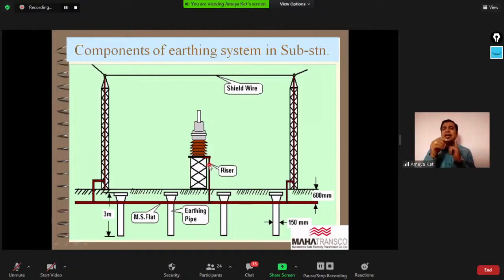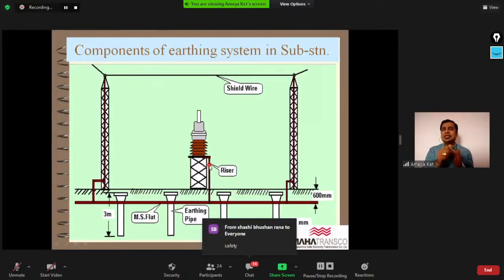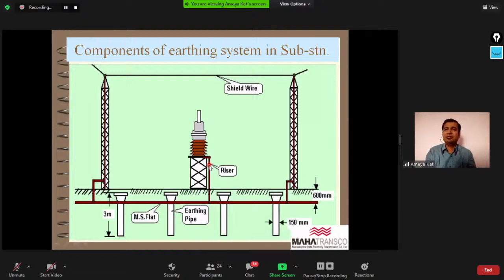Is it safety earthing, system earthing, or functional earthing? Anybody in the chat box? Yes, I got feedback from Shashi Bhushan. He's saying it's safety earthing. Correct, Shashi, you're right. It's safety or equipment earthing.